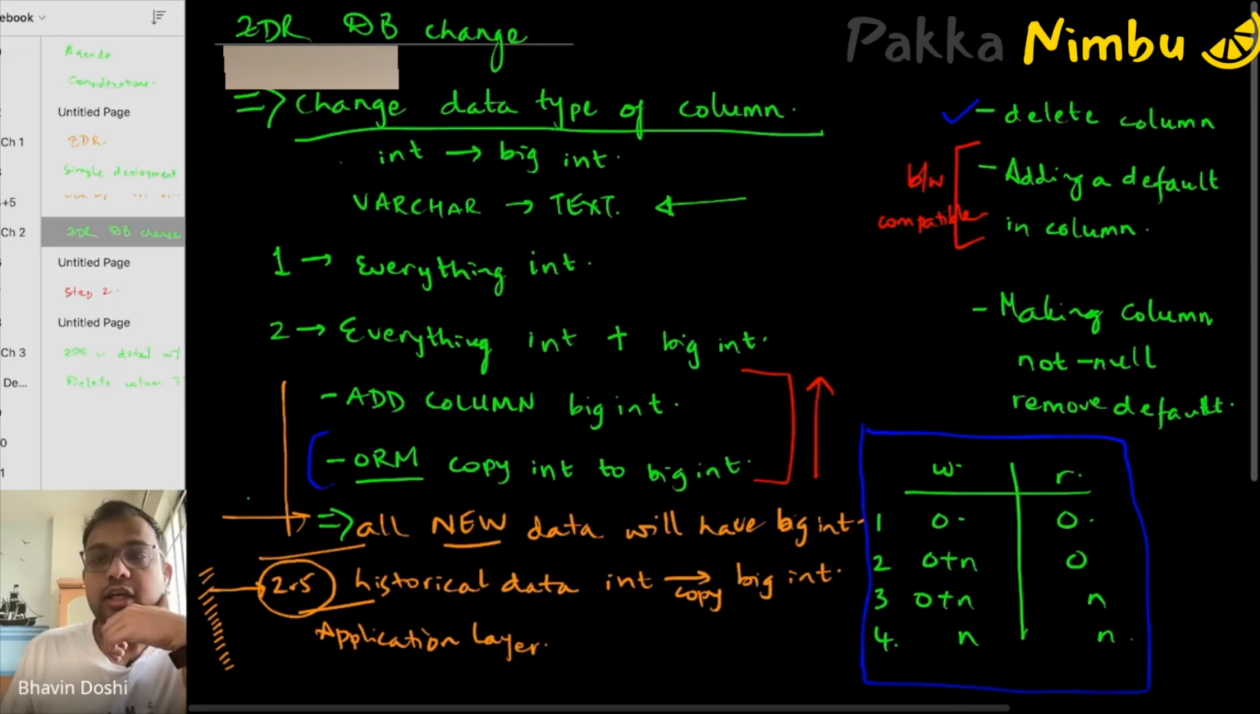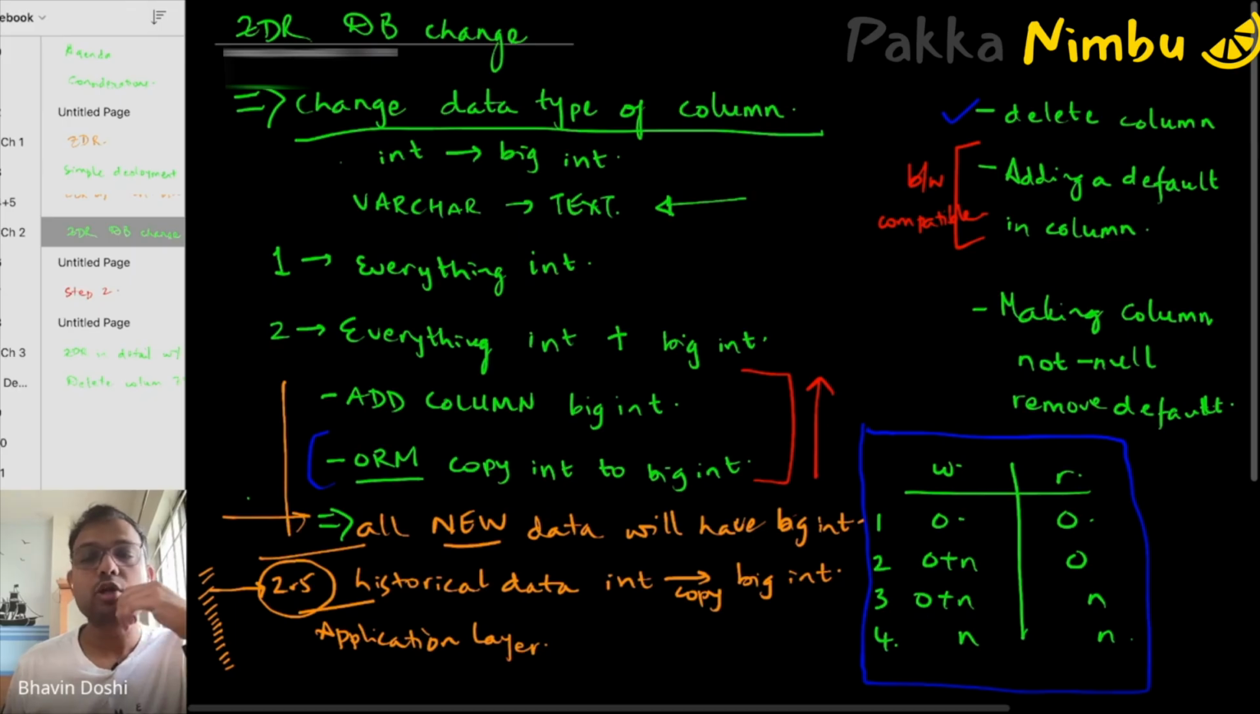ठीक है. So delete column देख लिया हमने, which is just like step 1 and step 3. सीधा 2 और 4 eliminate हो गया delete column में. ये making column not null, उसका क्या सीन है फिर?